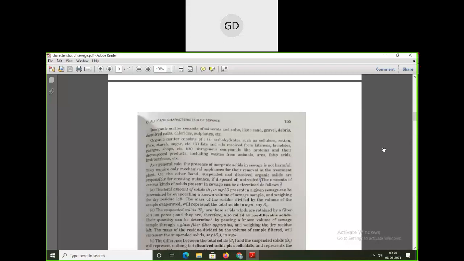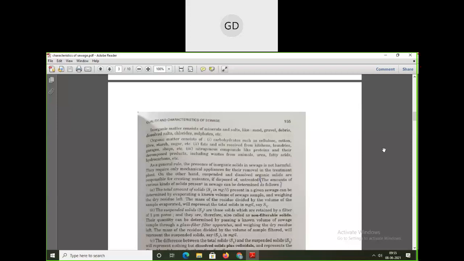Then comes colloidal solids. These are the kind of solids which either remain in solution or in suspension. It is like in both parts, it might remain in solution or it might be in suspension also. Such solids are known as colloidal solids.